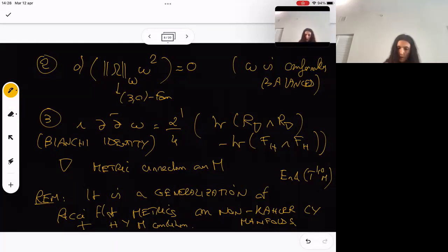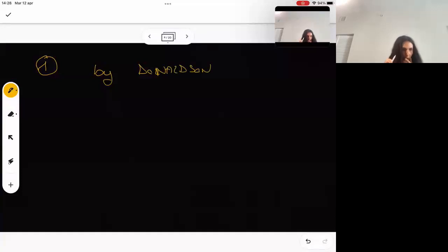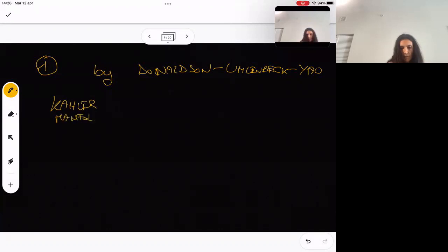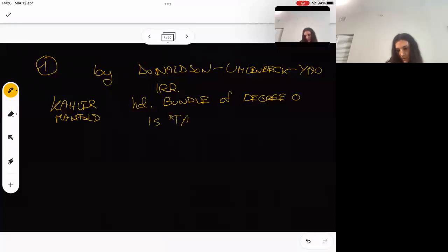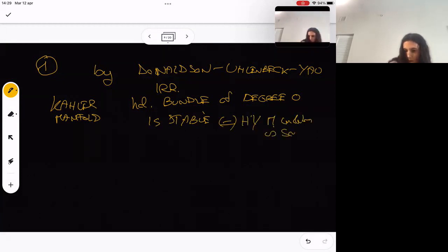Just a few remarks about the first equation. The first equation is essentially by Donaldson, Uhlenbeck-Yau. This is in the Kähler case. So when one has a Kähler manifold, and a holomorphic bundle of degree zero, and this is also irreducible, this is stable in the sense of geometric invariant theory if and only if essentially the Hermitian Yang-Mills condition is satisfied.